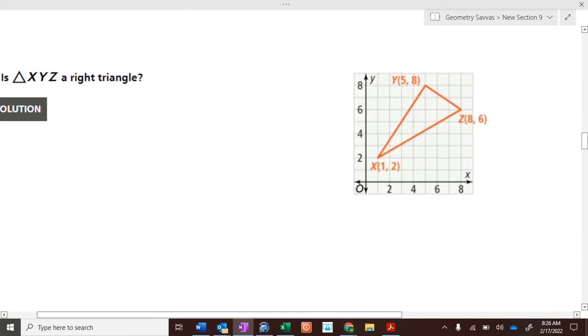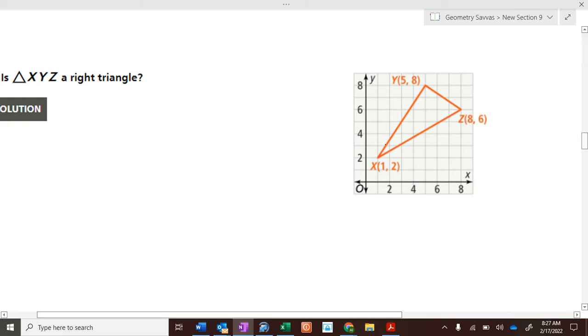Is this a right triangle? Do we find side lengths to figure out if it's a right triangle or not? Not really. I mean, we could, but it's faster to find the slope of each side, not the angle. Because if we have opposite reciprocal slopes, then the sides form a right angle. What looks like the right angle, X, Y, or Z?